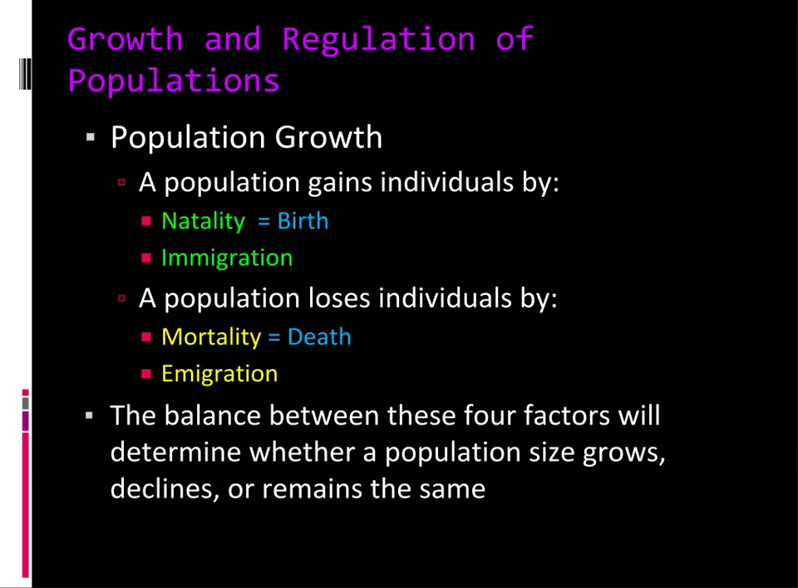So next one is population growth. How do populations go up or go down? A population gains individuals by natality, which is birth, and immigration, so new individuals coming in. A population loses individuals by mortality, which is our death rate, and emigration, so individuals who move away or leave. Now, the balance between these factors will determine whether a population size grows, declines, or remains the same.